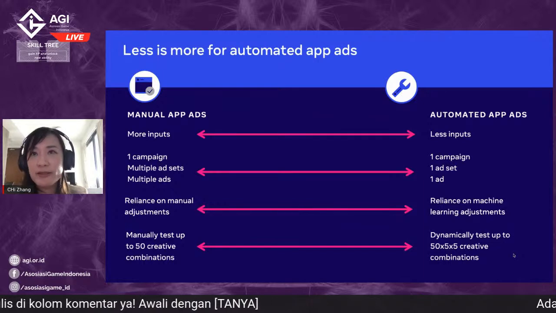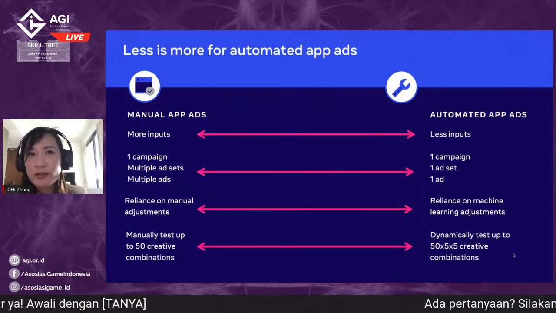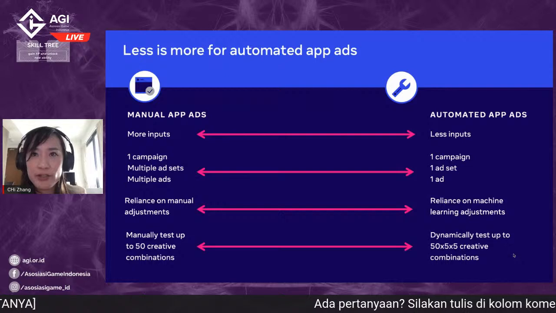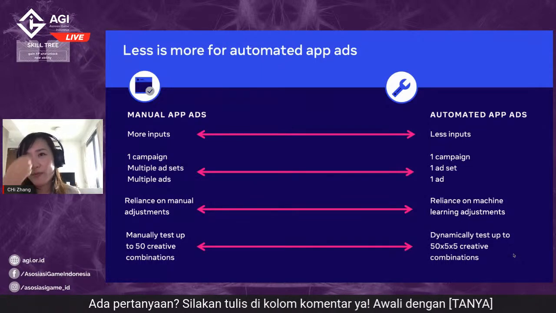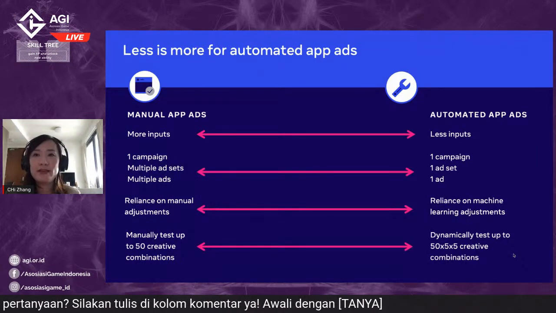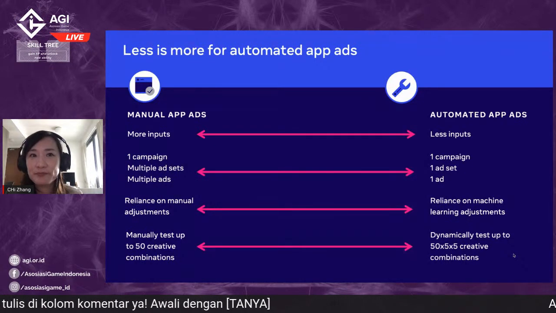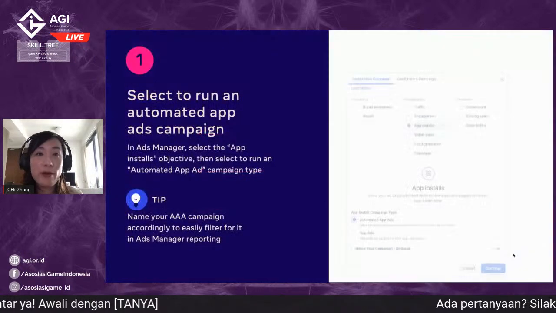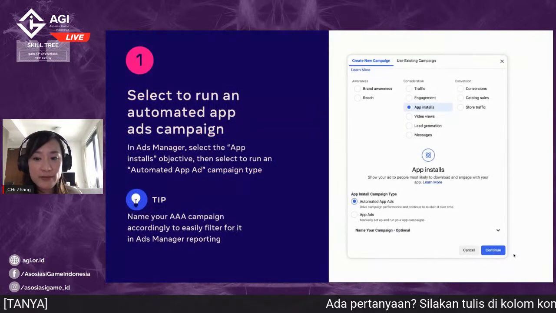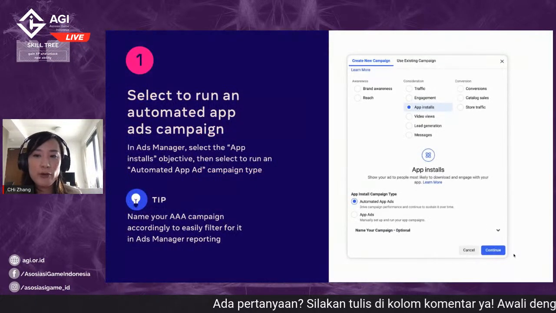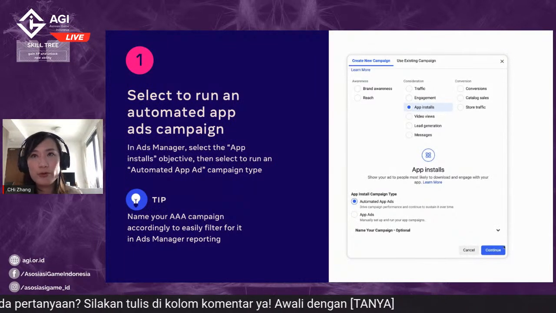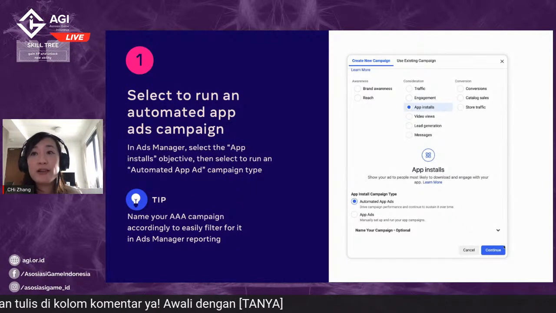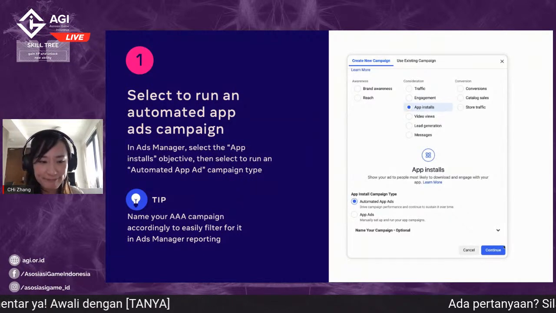When we are optimizing or managing our manual app ads, it requires really a lot of manual adjustment. However, in AAA, we have more reliance on machine learning to make this adjustment for us. In manual app ads, you might need to manually set up creatives, but in AAA, you upload creative assets once, and the Facebook system will do the automatic combination and rotation for you.